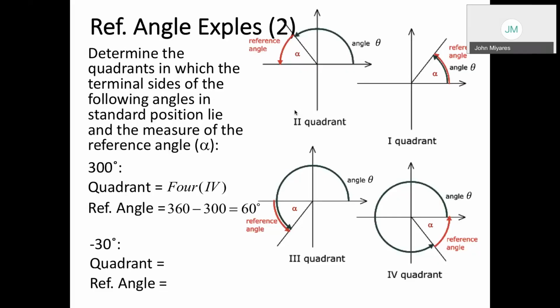As for negative 30, we're measuring in the negative direction, so that will put our angle into quadrant 4. Meanwhile, the reference angle will actually be positive 30 degrees, believe it or not. You only have to rotate 30 degrees back from the positive x-axis into quadrant 4 to get to negative 30 degrees. So the reference angle will just be 30 degrees.